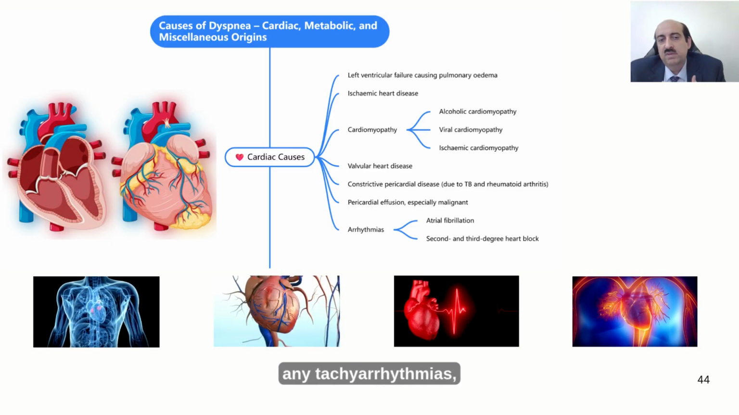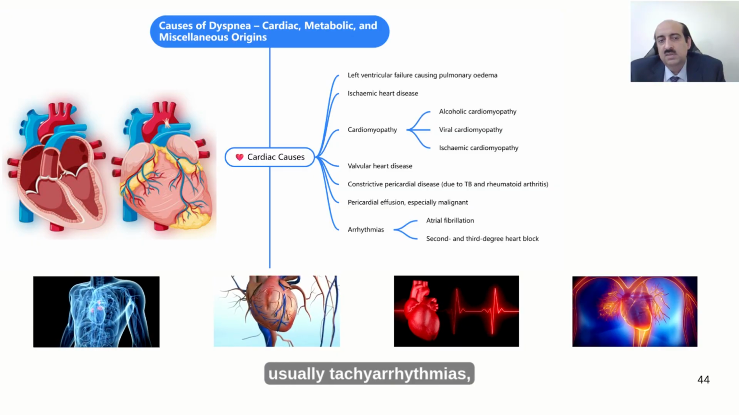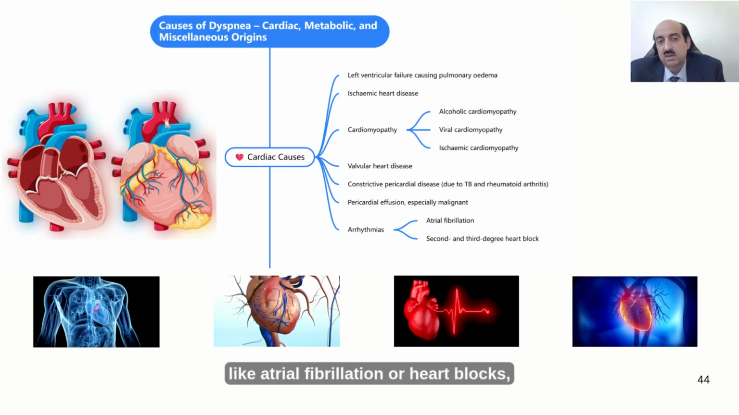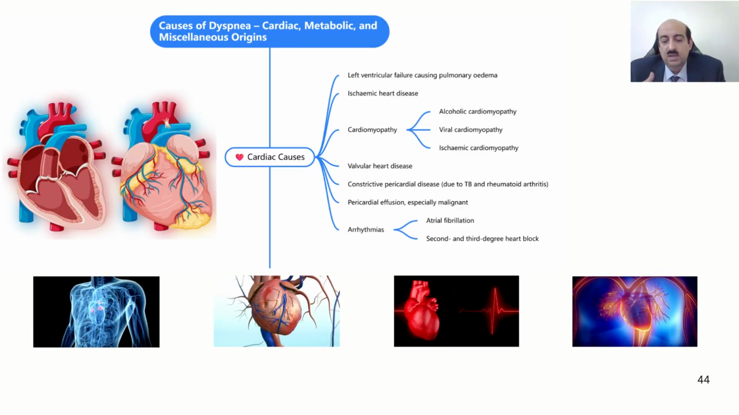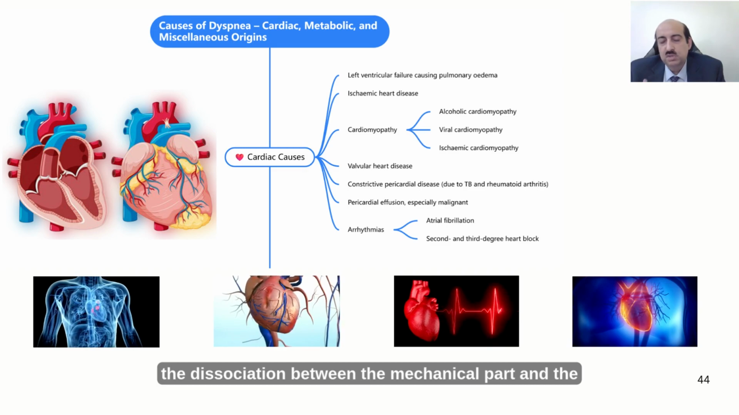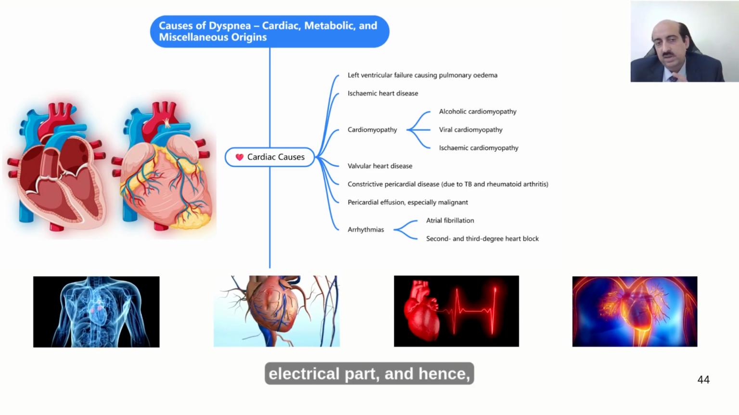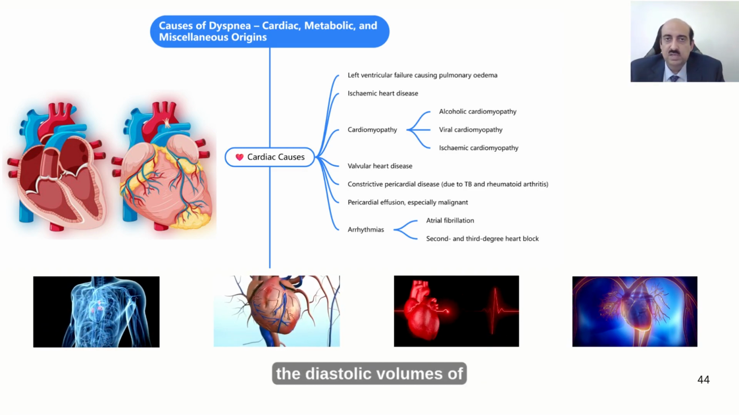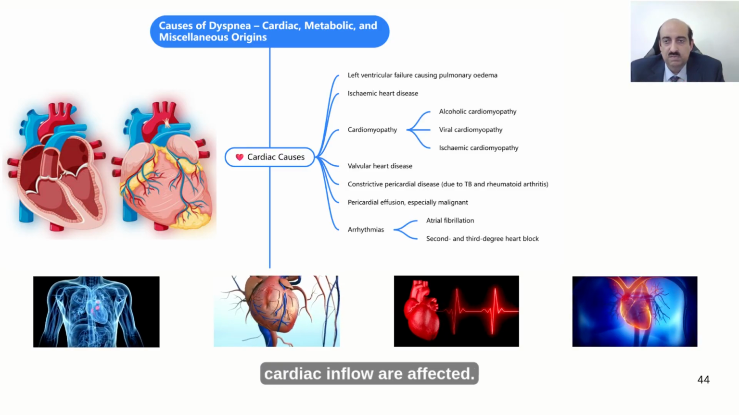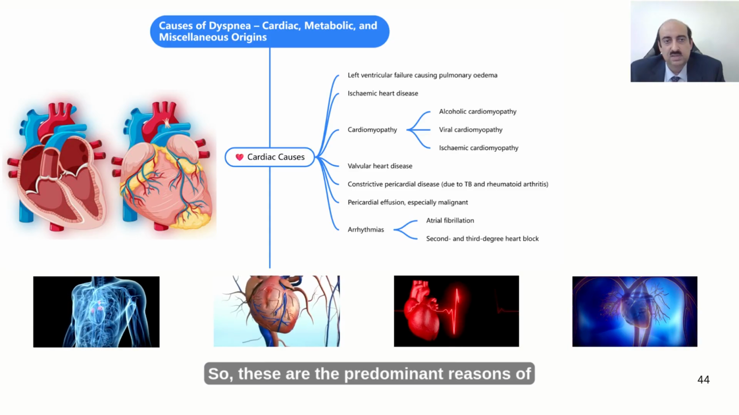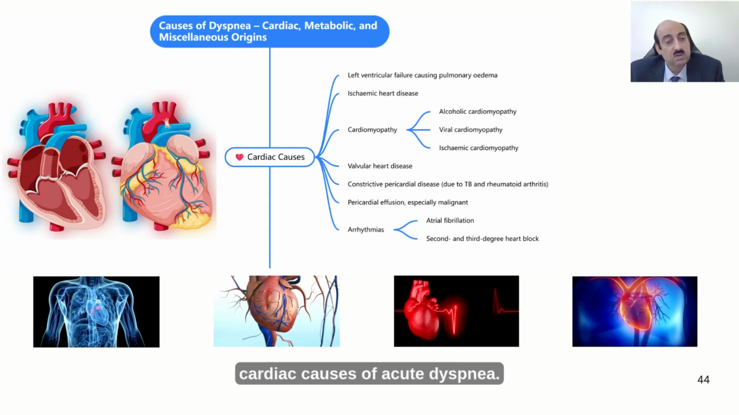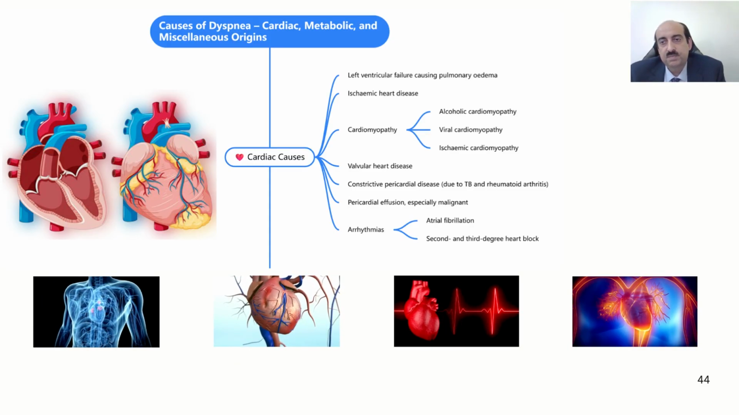Then cardiac arrhythmias, usually tachyarrhythmias like atrial fibrillation, or heart blocks, which lead to dissociation between the mechanical part and the electrical part, and hence the diastolic volumes of cardiac inflow are affected. So these are the predominant reasons of cardiac causes of acute dyspnea.